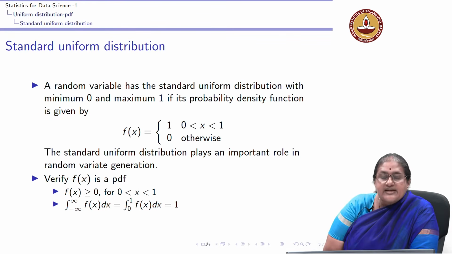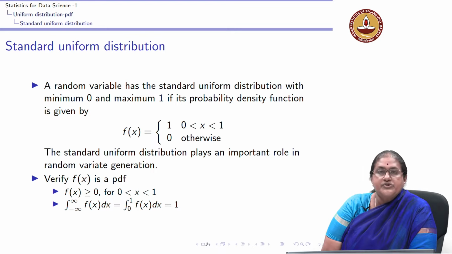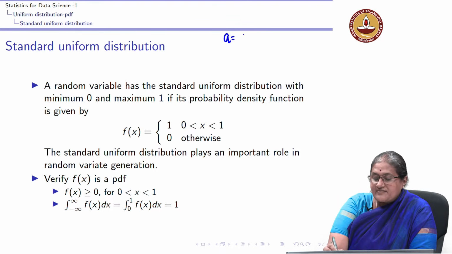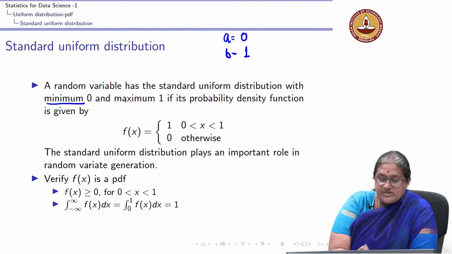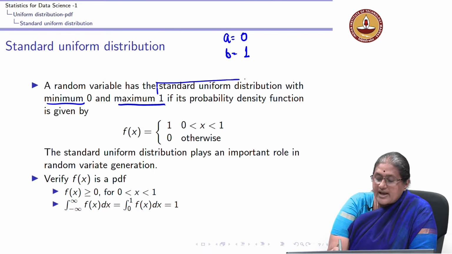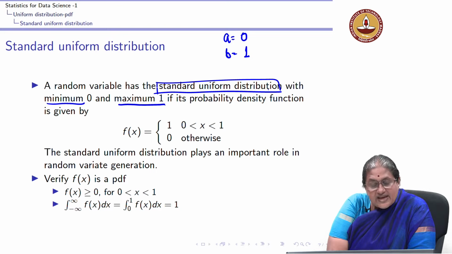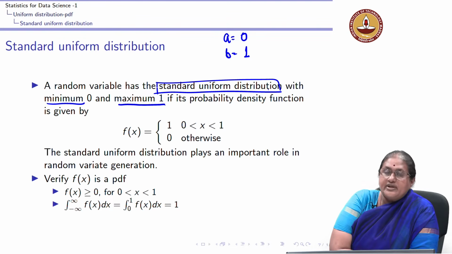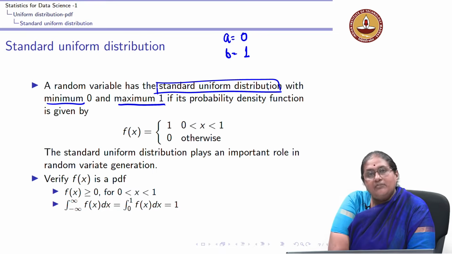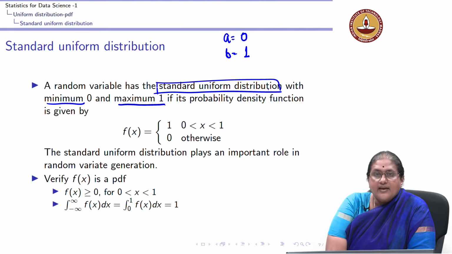A special case of the uniform distribution is when a takes the value 0 and b takes the value 1, that is, the minimum is 0 and the maximum is 1. This is referred to as a standard uniform distribution. I repeat, a special case of a uniform distribution where the minimum value is 0 and the maximum value is 1 is referred to as a standard uniform distribution.